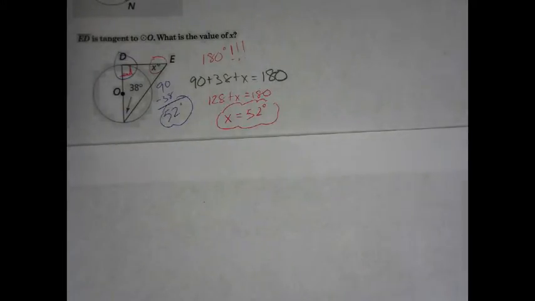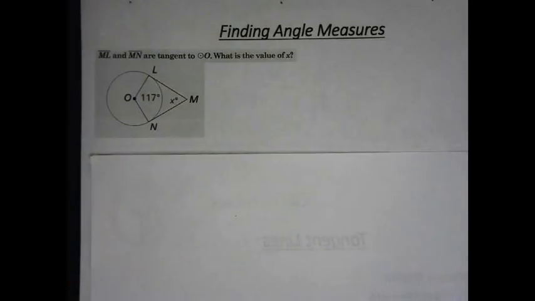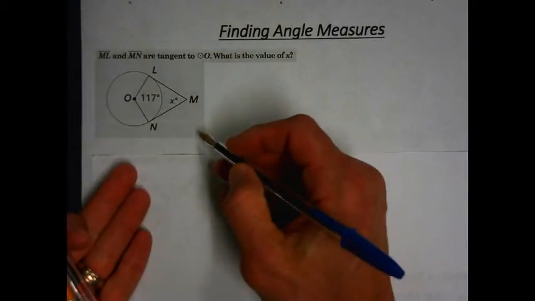Okay, so now for the hardest one for last. We'll save this one and call it a video. Here's another example. We're going to find this angle measure. What is the value of x? And again, we have two different ways of doing this. It's telling us that ML and MN are tangent to circle O. So what does that mean? That means we have a right angle here and a right angle here.